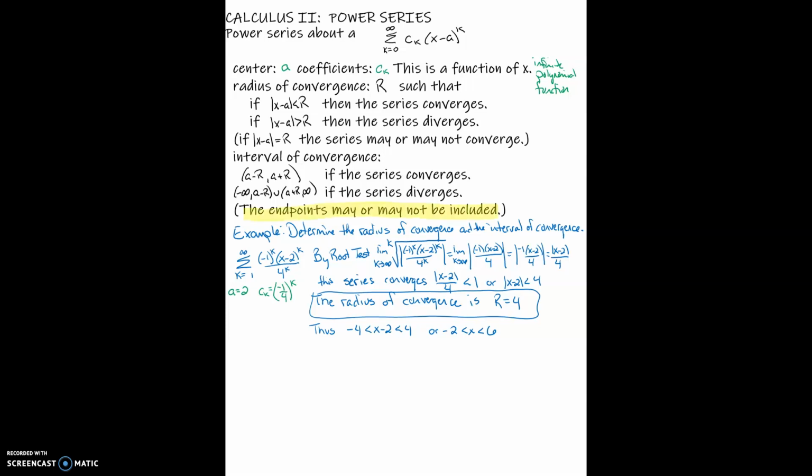Remember, we don't know if those endpoints are going to be included or not. So we have to check convergence specifically at the endpoints. All right, so let's start with the endpoint negative 2. If we take a look at our series with x equal to negative 2, we have negative 1 to the k times negative 2 minus 2 to the k over 4 to the k. You'll notice all I'm doing is replacing x with negative 2.